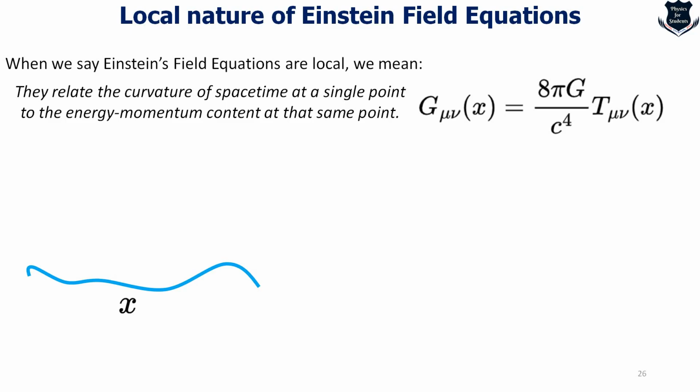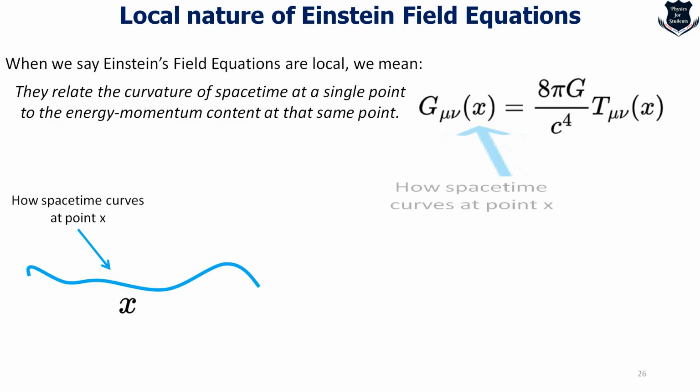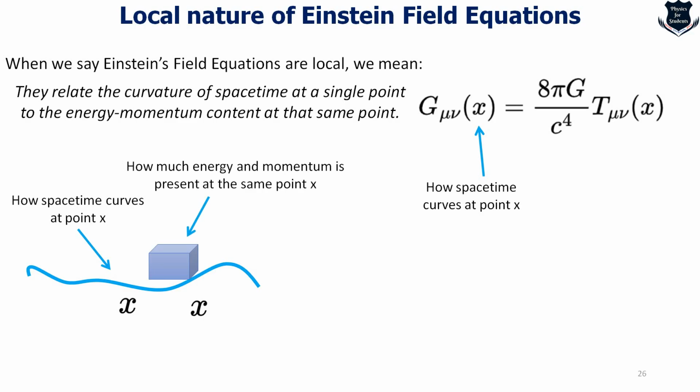Isn't it? And then I put a point x. So this point x is actually telling locally how space-time curves at point x, which is this one. Clear? Now we take a box, a cube. Again, I'm taking another x or y, whatever. So this is also at a pinpoint, how much energy and momentum is present, which is this one.